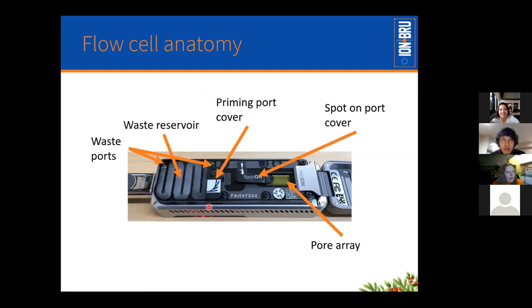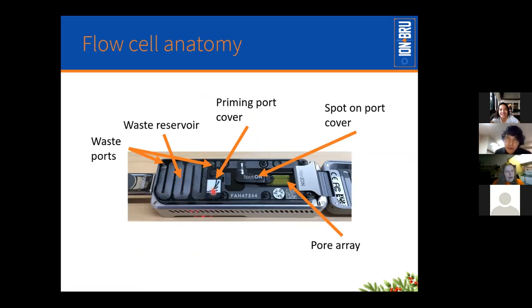So this is what your flow cells look like, and I've just labeled all the different ports here. This is where the actual pores are. And this is the spot-on cover, which covers the bit where you actually put your sample in. There's a port just here. Then we have our priming port cover here, which swings open this way, and just under there, we have another port. I will discuss the difference between these two ports in a moment. We also have a waste reservoir here.